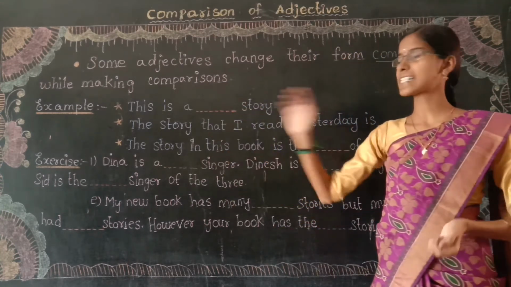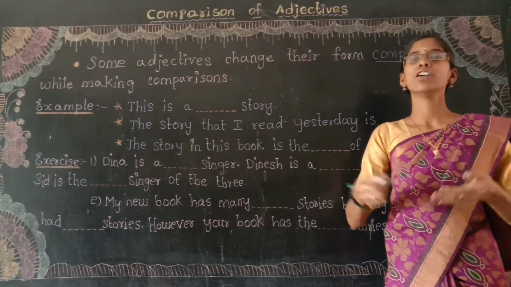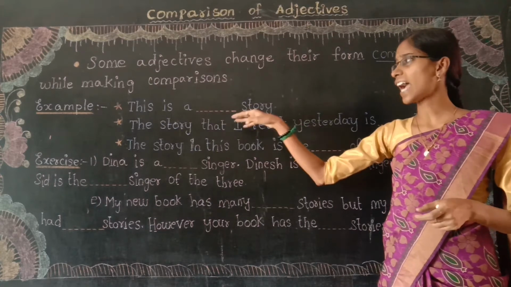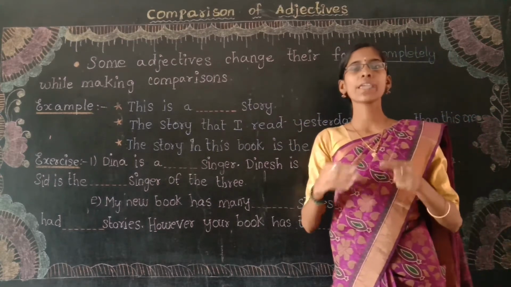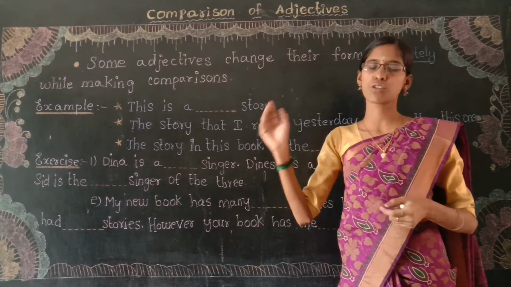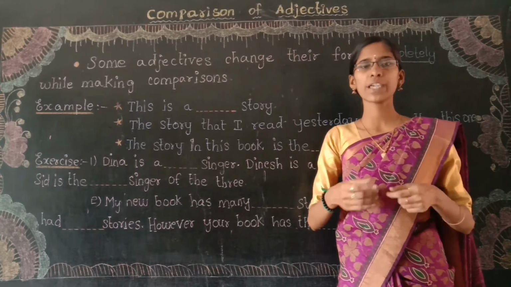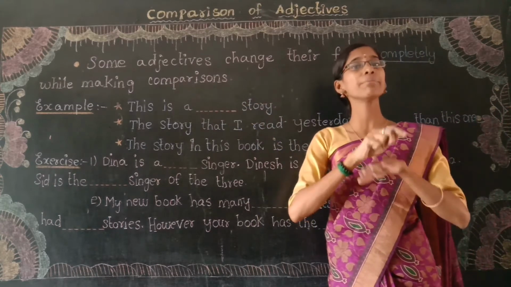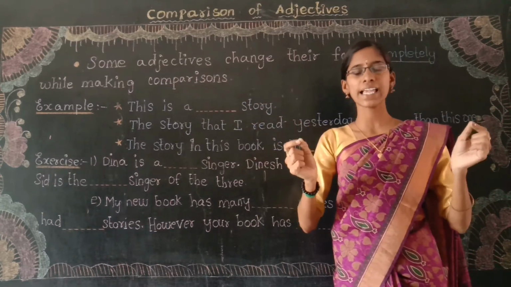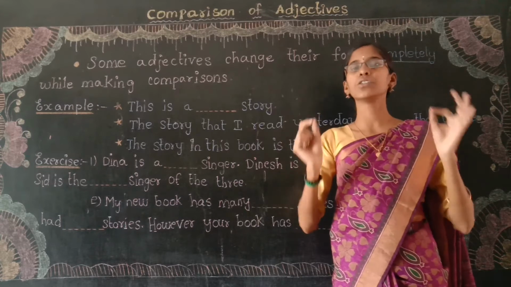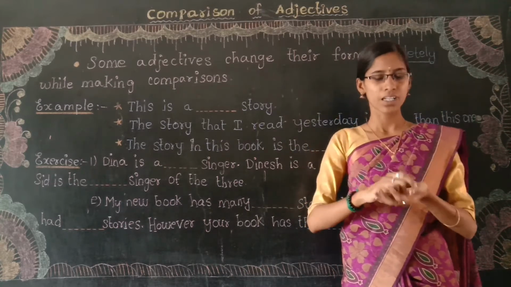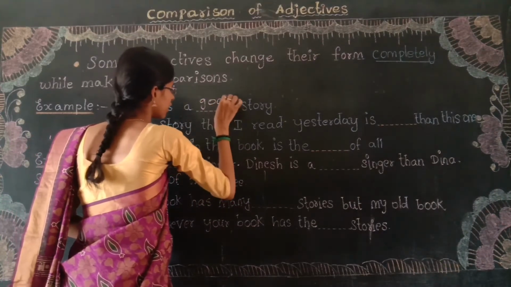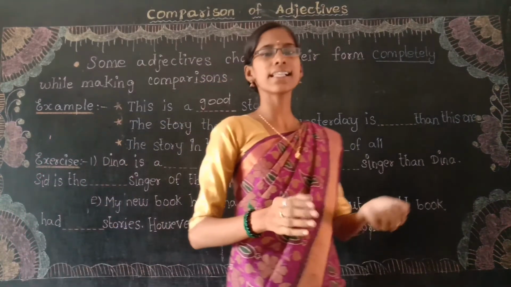So see the example given here, it makes it more clear, right? So what is the first sentence given here? This is a dash story. So now we are going to add an adjective to it. So what adjective? We can take good. Okay? So this is a good story. Here we are not making any comparison, just saying of a story that this is a good story. This is the positive form. Okay? So what will be the answer? This is a good story.